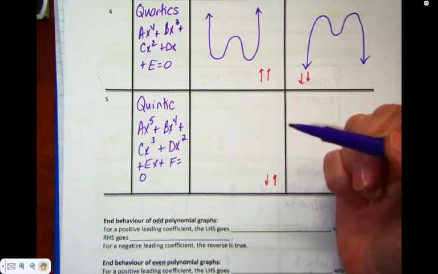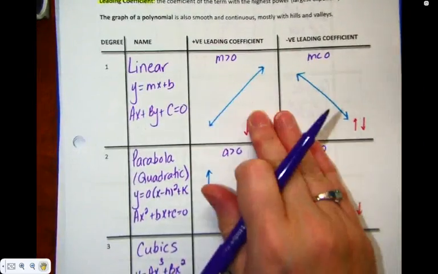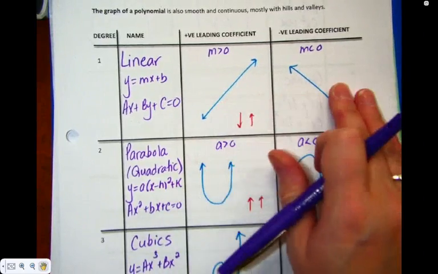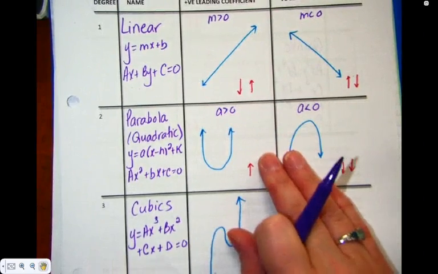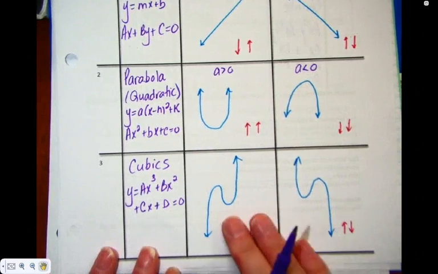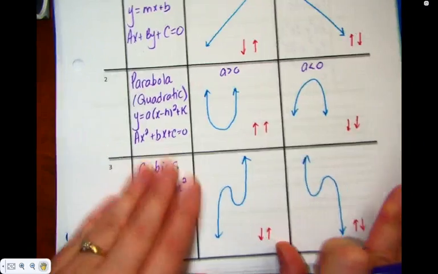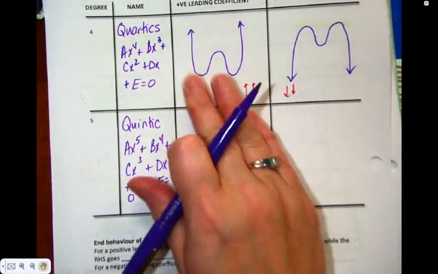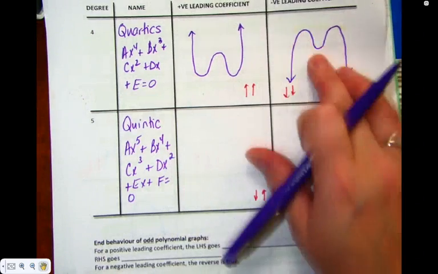How many max and mins is it going to have? Well, let's just look at the pattern there. Linear, no max or mins. Quadratic, as you know from grade 11, has 1, a max or a min. A cubic has 2, a max and a min. A quartic has 3, either a min max min or a max min max.